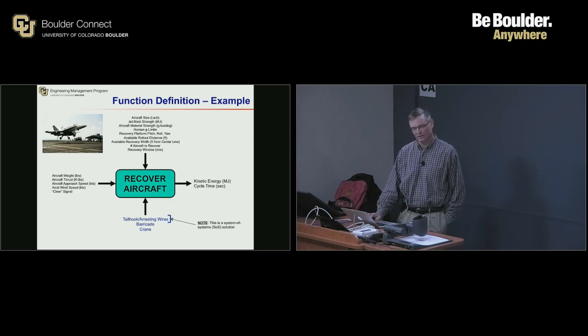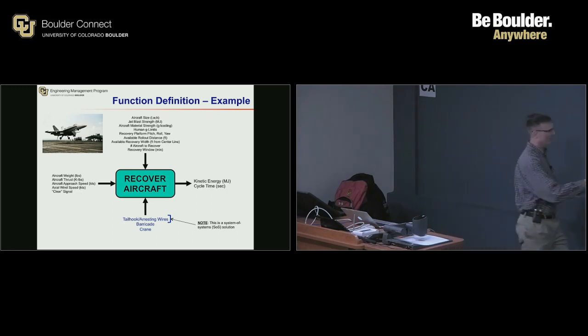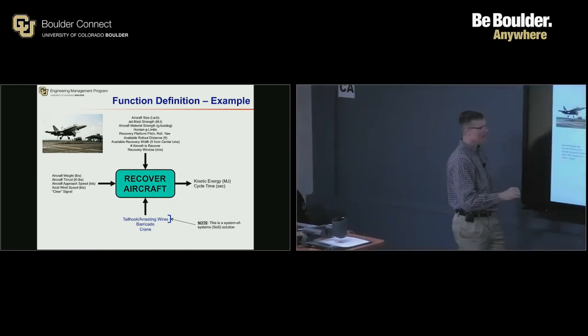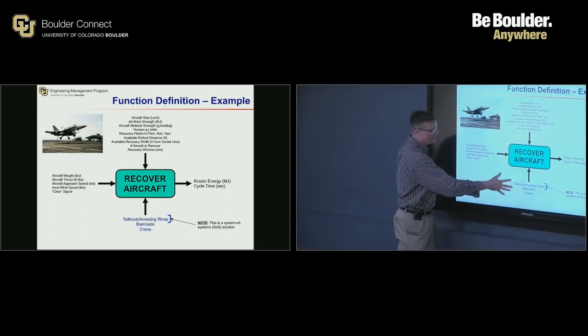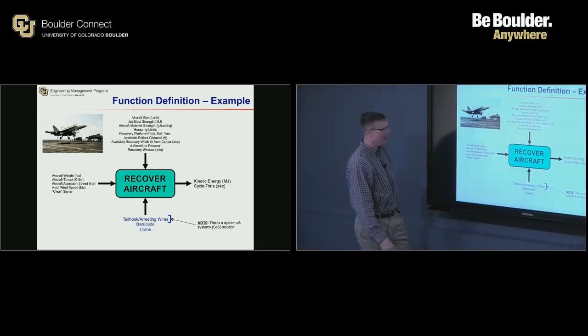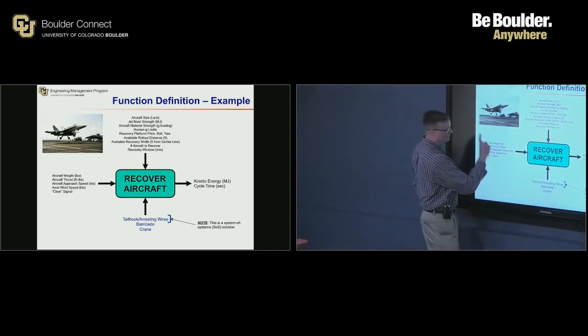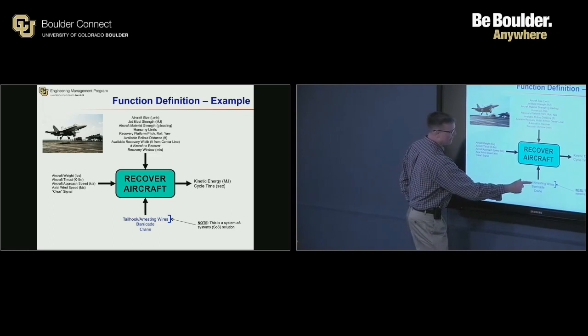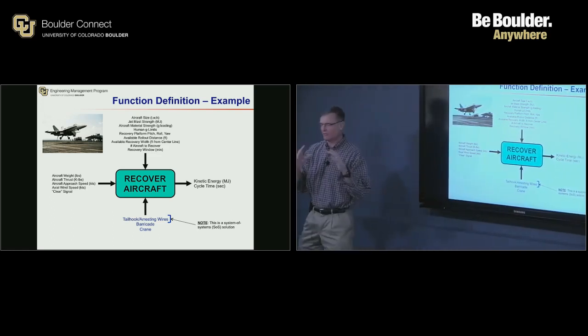One more. I won't bore you with another one. You get the idea at this point. But same kind of thing. If our function is to recover the aircraft, we go through our inputs and our mechanisms, and identify the trade space that we have. So in this particular case, you could consider that the tail hook and the arresting wires together form a system of systems.